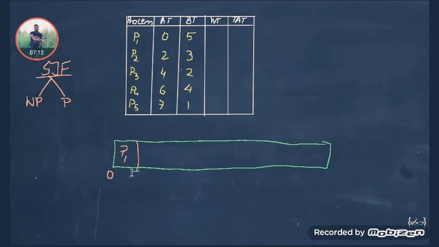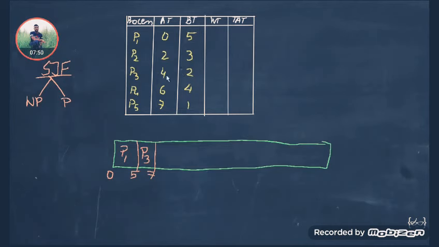We don't do it incompletely or anything. So P1 will be executed for 5 seconds, and within 5 seconds, only P2 and P3 have arrived. The arrival time of P1 is 0, of P2 is 2, and of P3 is 4. So we can choose from P2 and P3 the shortest job first. Which is the shortest job? P3, obviously. So we're going to choose P3 now, and 5 plus 2 is 7.